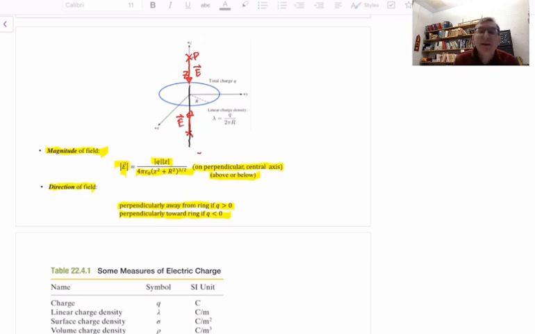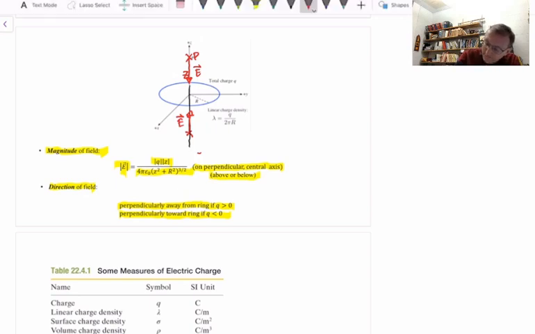Let me just mention one more thing about this answer before I finish up this video. The nice thing about this answer that we worked really hard to get is that we can use it to get a limiting answer. What if the point P is actually very far away from the ring? We would call that the far field or the distant field.